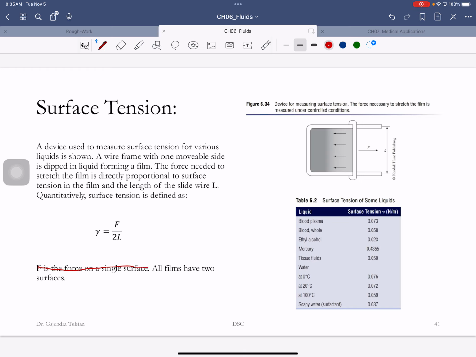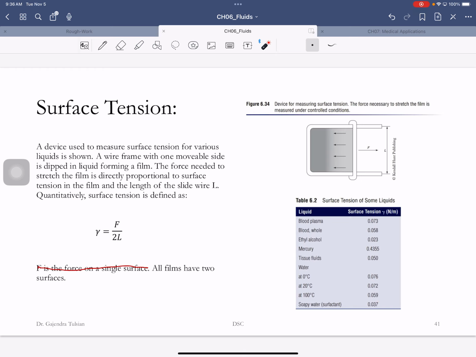Okay, so here's how surface tension is measured. If, for instance, you want to measure the surface tension of water or soapy water or whatever, by the way, the surface tension of soapy water is half that of pure water. Okay, so soap is a surfactant which reduces the surface tension. Any material that reduces the surface tension of a fluid is called a surfactant. Okay, and that'll be important for breathing. So we'll talk about that in a second.